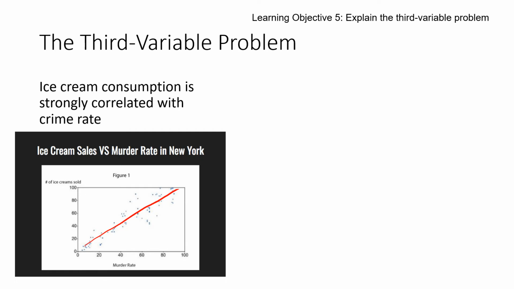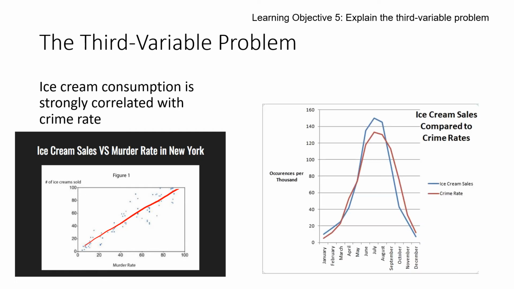What we've actually got here is an effect of time of year. Temperature is another way to say it, but time of year. During the summer, when it is warmer, crime rate is higher and people eat more ice cream. During the winter, when people are staying inside, crime rate is lower and ice cream sales are lower. So you've got this almost perfect correlation between crime rate and ice cream sales. However, they have nothing to do with each other. They both have to do with a third variable, which is either time of year or temperature.